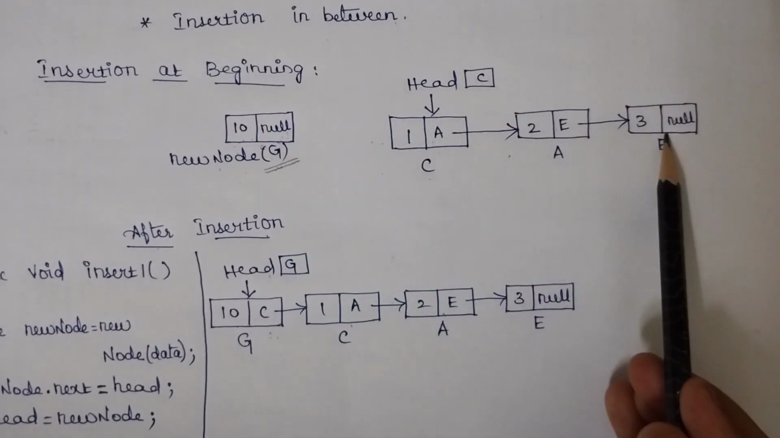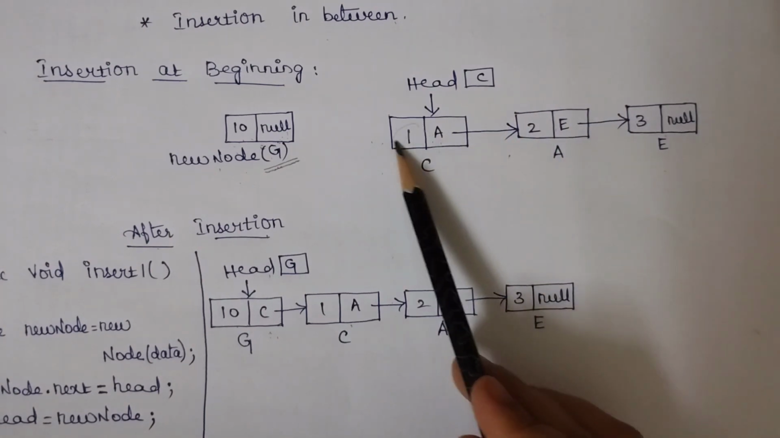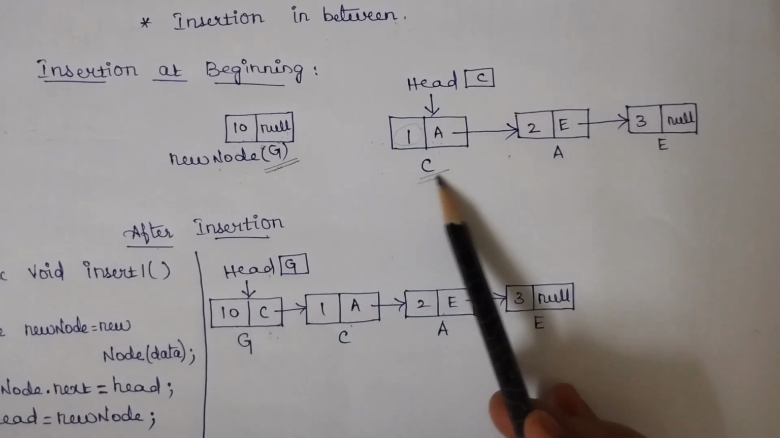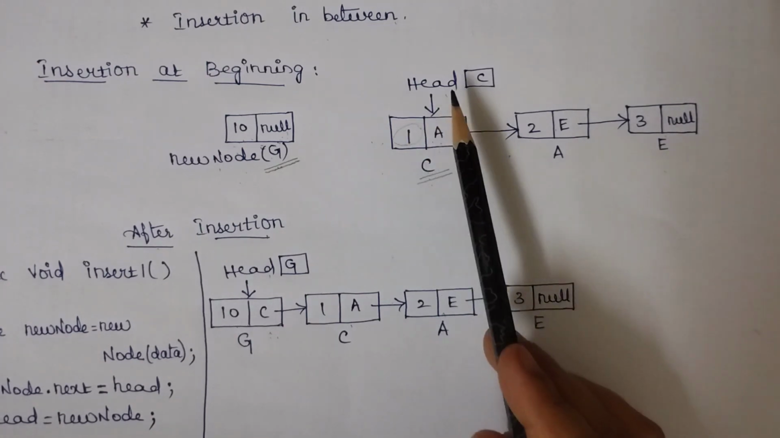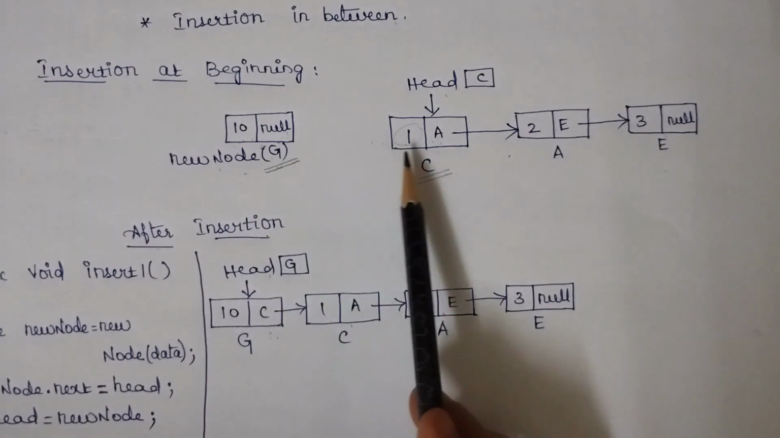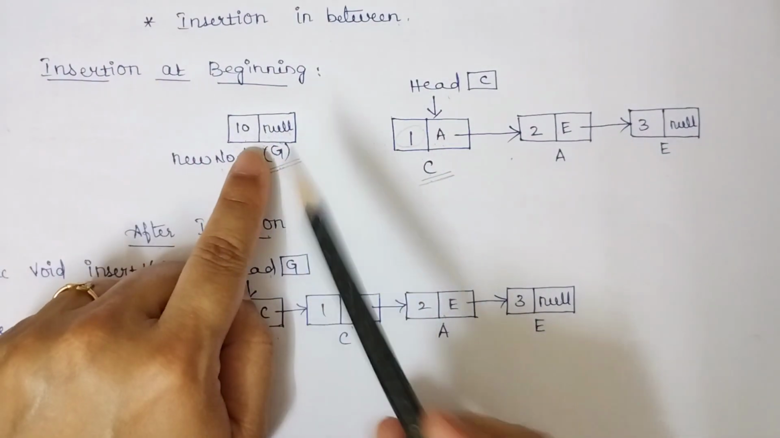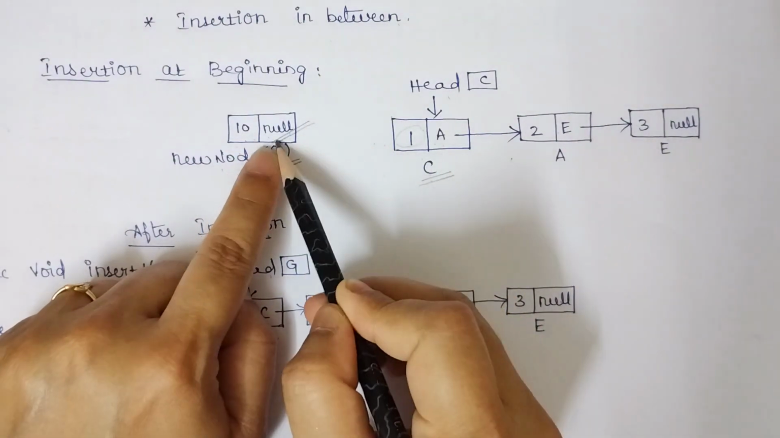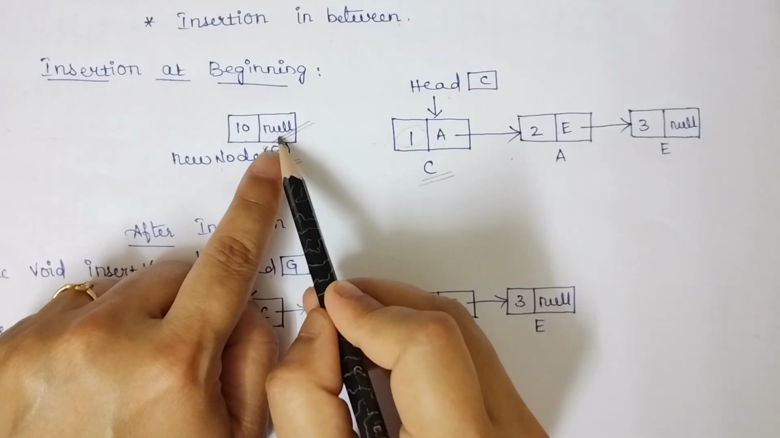And this is my existing list, where the first node has the data value 1, and the memory location of that first node is C. Okay, and this first node is referred to as the head node. Now I'm going to insert a new node into this list. So what are all the changes I can do here is, first I need to change this memory location, that is the link of my new node.